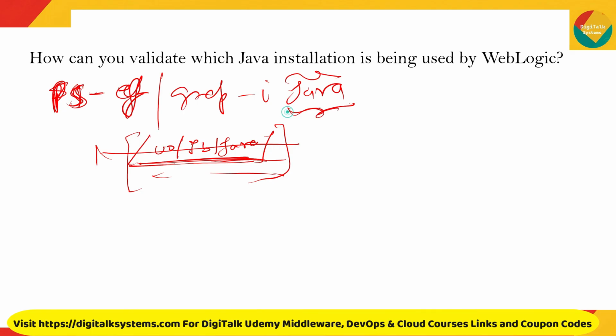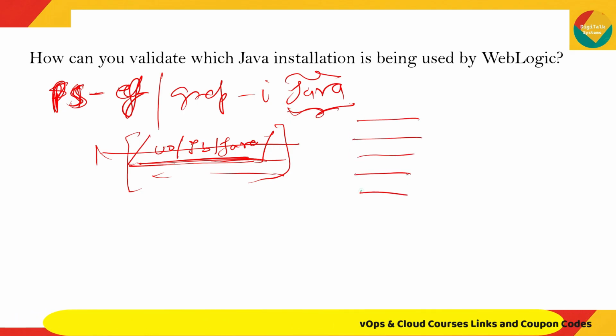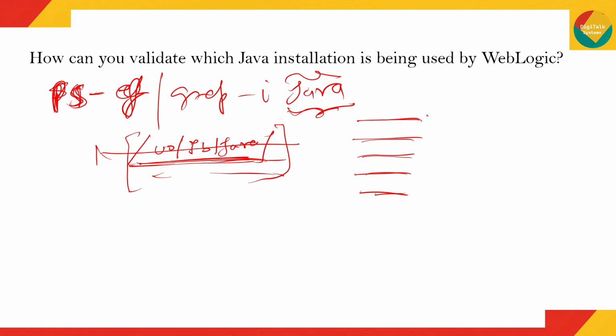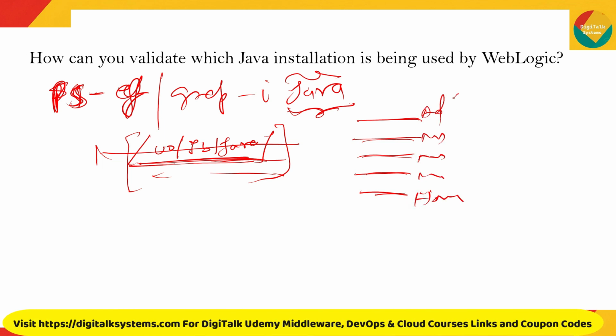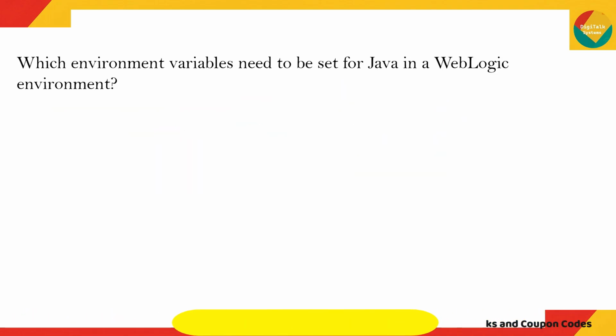So when you run grep -i java, it will display all the server processes that are running in your system. Maybe you have an admin server running, you have managed servers running, you have a node manager running. So all the processes will be listed here. At the very beginning of each and every process, you will see which Java is in use.